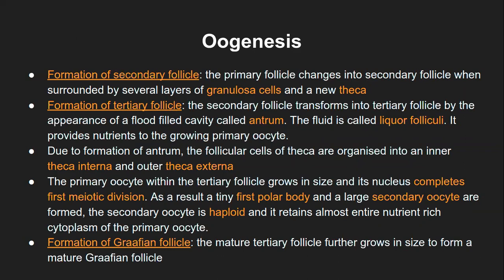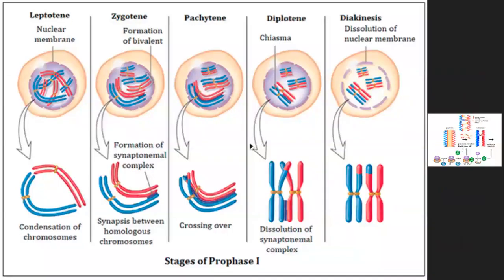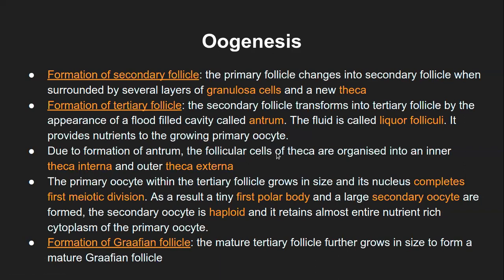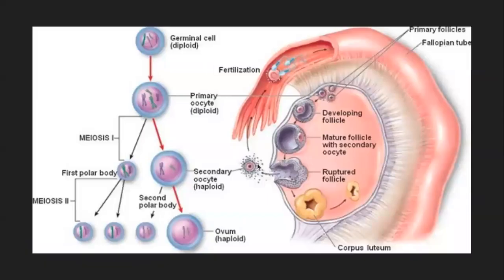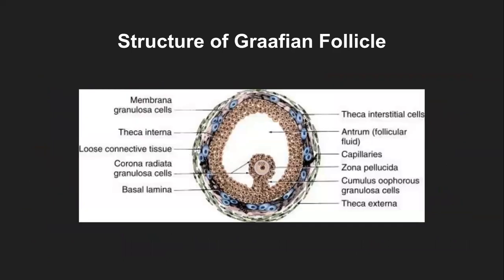Now, due to this formation of the antrum, the follicular cells of theca are organized into two different layers, the outer one and the inner one. The inner one is called theca interna and the outer one is called theca externa. These theca cells that you see here, theca interna is shown, but externa is not shown. It will be just the outside part of this theca interna.